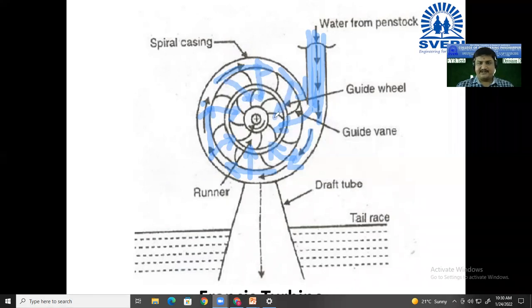And this water which is guided through these guide vanes is moving towards the center of our turbine, and it strikes on the runner.